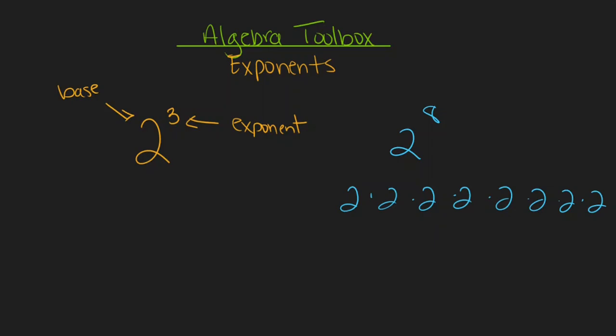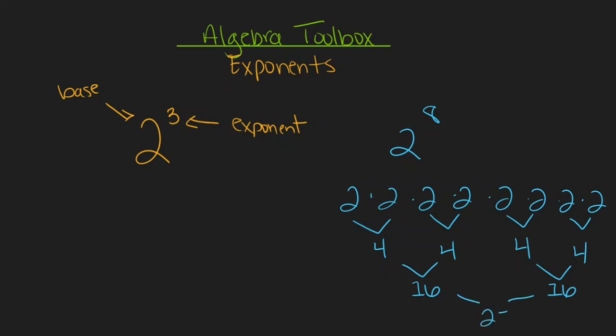So let's see what it turns out to be. 2 times 2 is 4. So every time I see a group of 2 2's, I know that together they're representing 4. Well, then 4 times 4 is 16. So every group of 2 4's takes me to 16. And then finally, 16 times 16 is 256. A base of 2 to an exponent of 8 gives us 256.